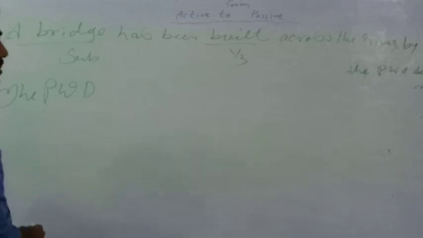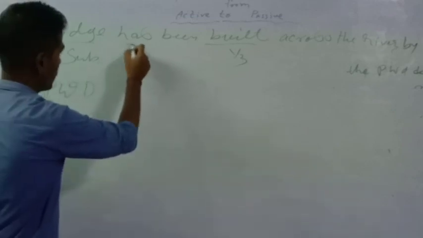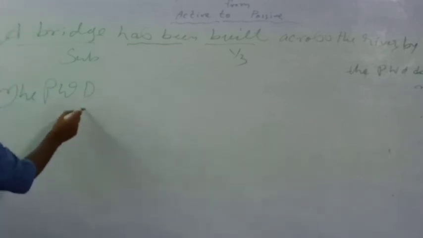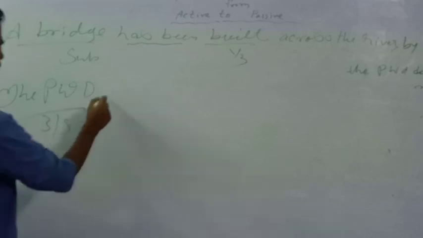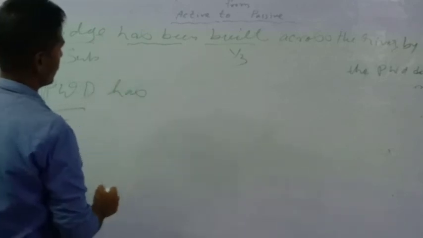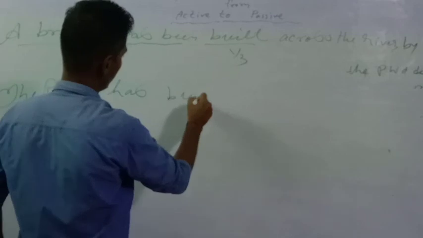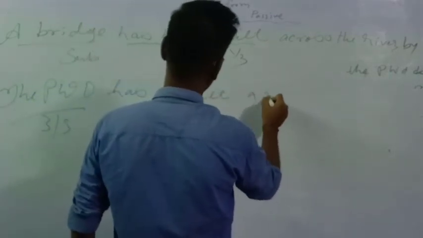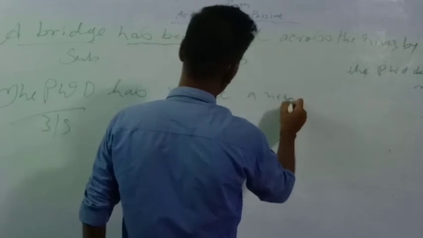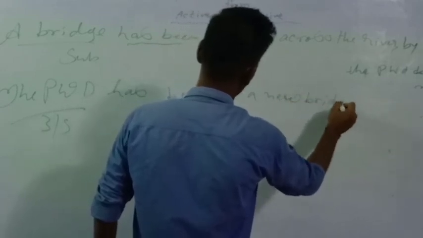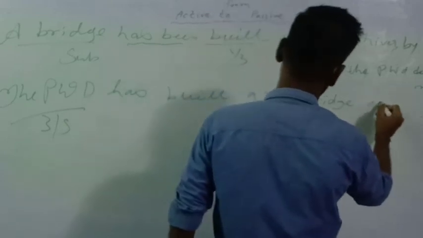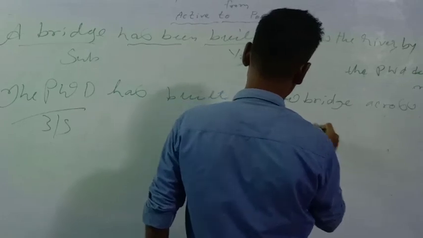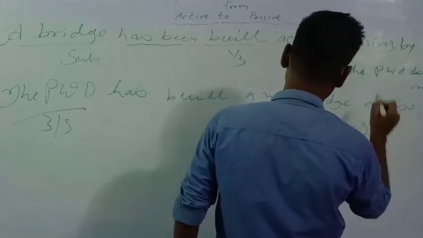A bridge has been built. Has been built, is it? So in passive it is has been. That means in active either have or has. Either have or has will rely on the new subject. The new subject is third person singular number. So the PWD has, then V3, built: has built. What built? A new bridge across the river. Full stop.